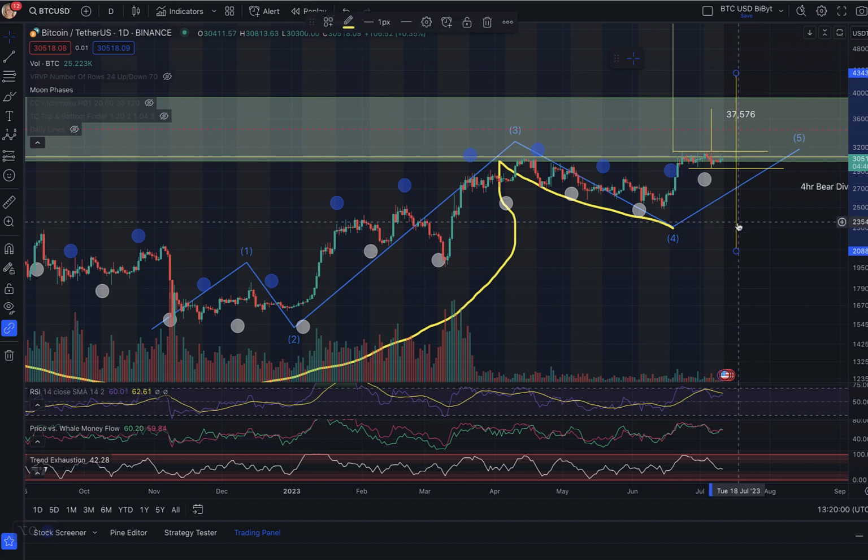So putting all of this together, my sense of it is that we are more than likely going to break out and fulfill this bull flag, and we may not fulfill the pattern target. We could fall short of it because we do have significant resistance at 32,000 and 33,000 and 34,000 and 35,000 and 36,000 and so on, right? But we'll just have a look at that as we go.